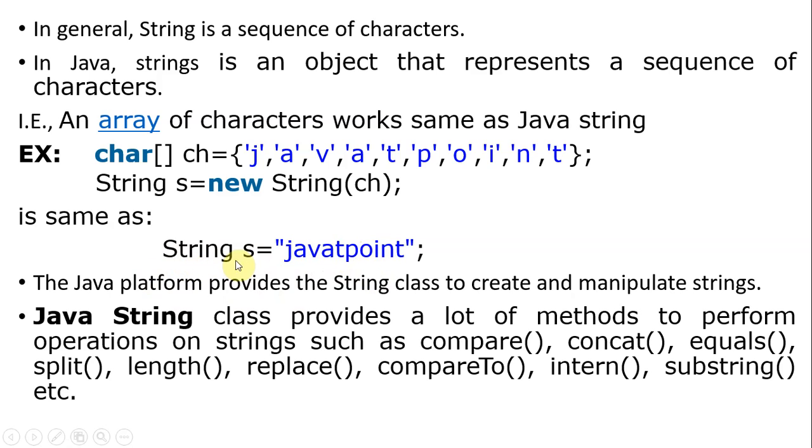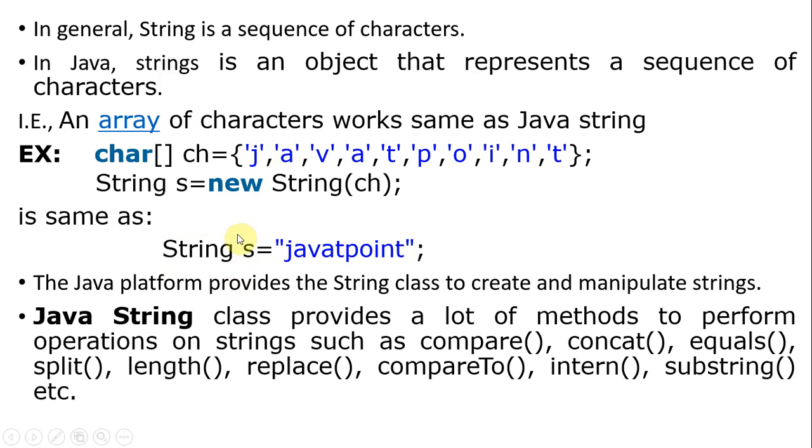String is like a normal primitive data type such as int, float, double. Here we have a data type, a variable name, equal to some value we are passing. If it is an integer, float or double, we don't specify any double quote. If it is a character, we specify single quotes. But when it comes to a string, we have to specify double quotes. A character means single quote, a string means double quote.